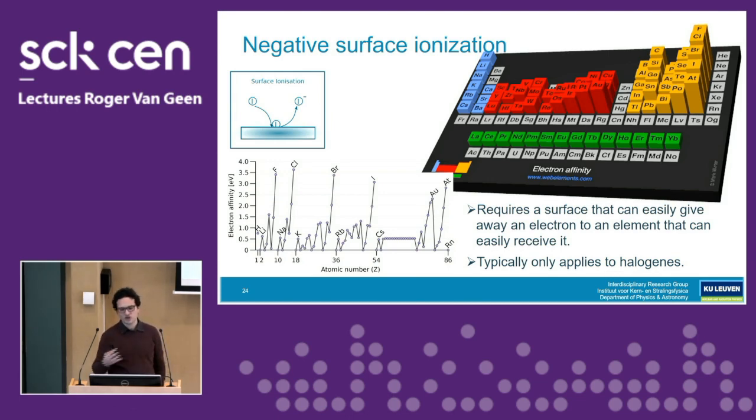And you can see the trend is somewhat different, but those that are clearly at the top are those. And in practice, it can only apply to halogens. So those are typically the negative beams we produce. And at ISOLDE, I don't believe we've produced negative fluorine, but we've produced negative chlorine, negative bromine, iodine, and negative astatine for different experiments.